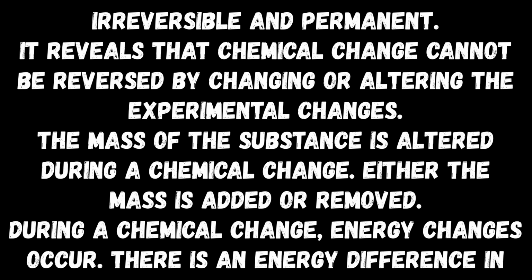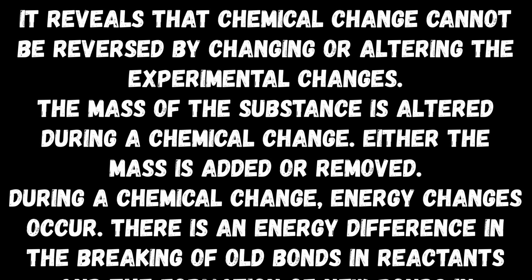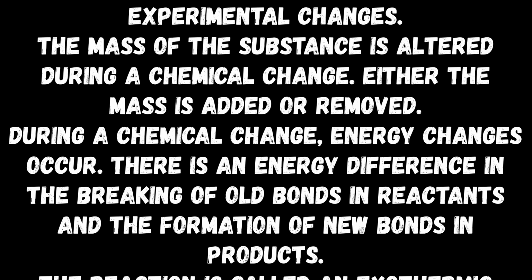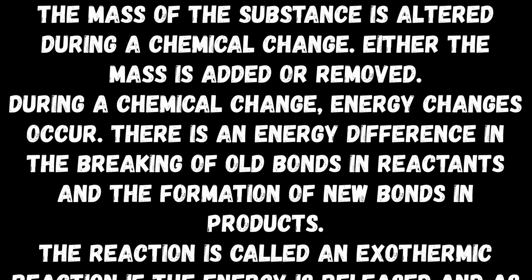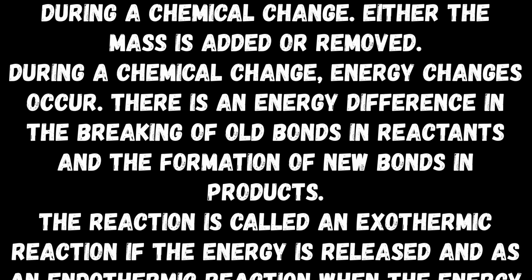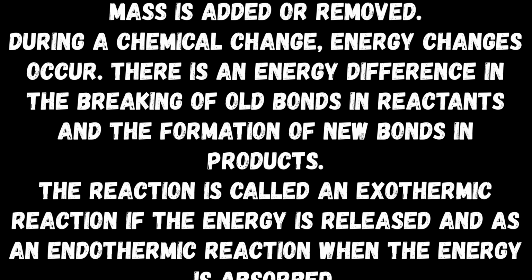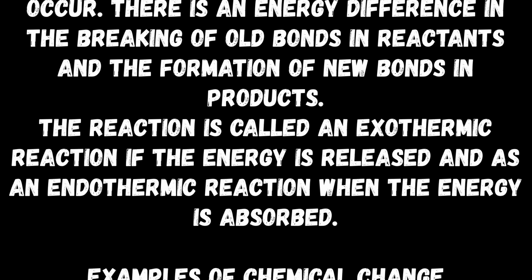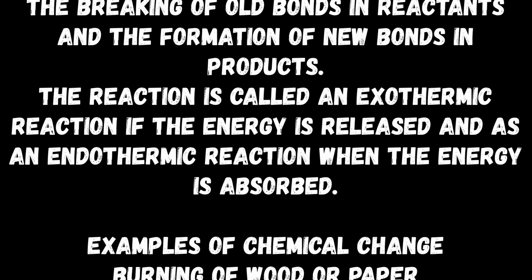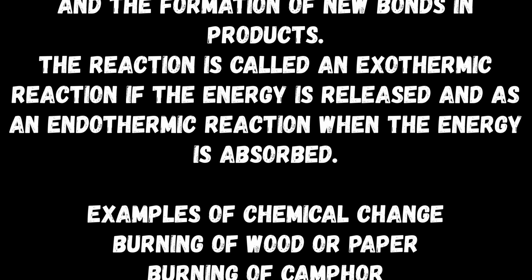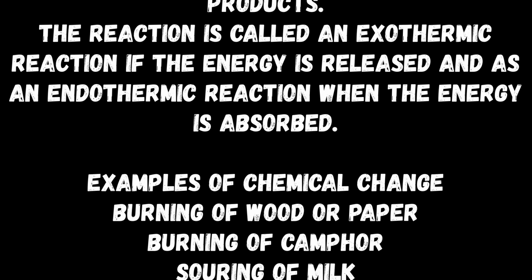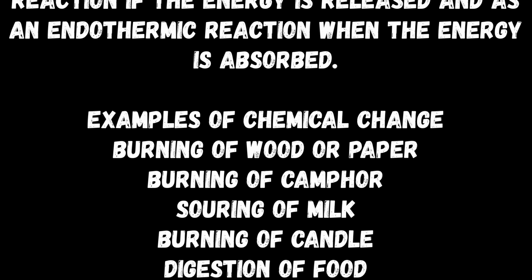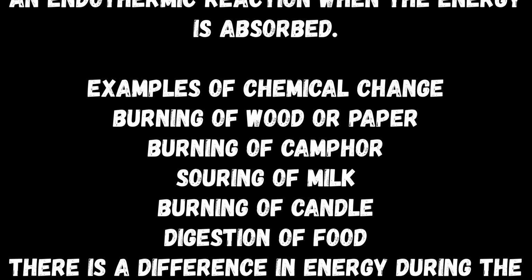During a chemical change, energy changes occur. There is an energy difference in the breaking of old bonds in reactants and the formation of new bonds in products. The reaction is called an exothermic reaction if the energy is released and an endothermic reaction when the energy is absorbed. Examples of chemical change: burning of wood or paper, burning of camphor, souring of milk, burning of candle, digestion of food.